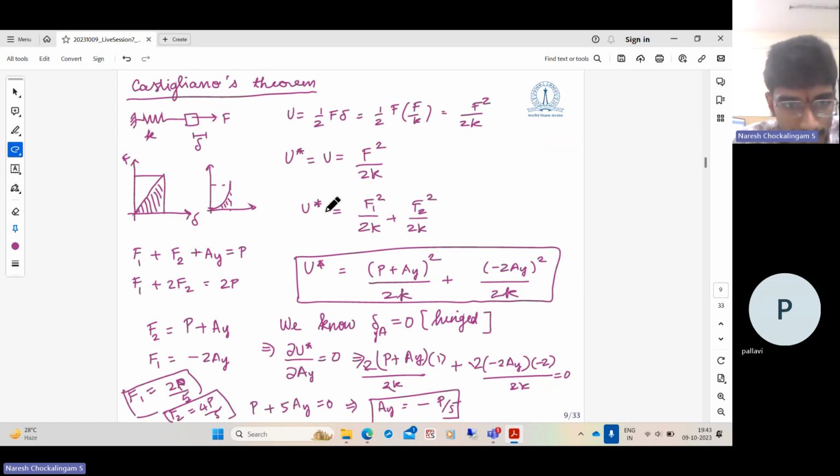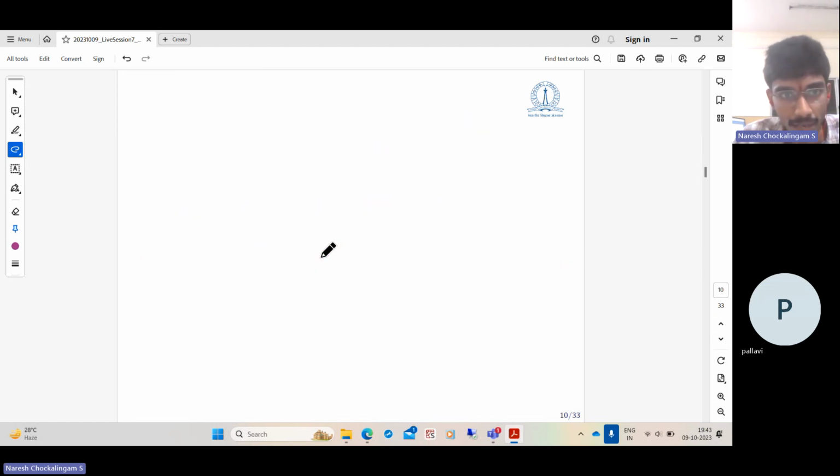So if you want to apply Castigliano's theorem to a statically indeterminate problem like this, write the expression of the complementary strain energy in terms of the applied forces and the unknown reactions. Then enforce that the partial derivative of the strain energy with respect to the unknown reactions has to be equal to 0. Why? Let me write down the steps so that it's useful for problem solving.